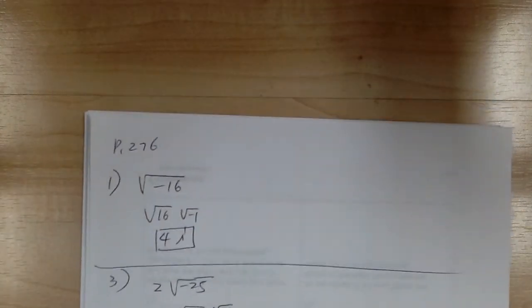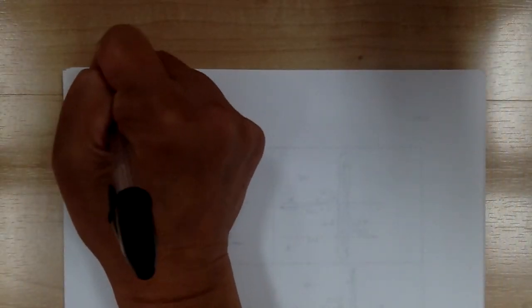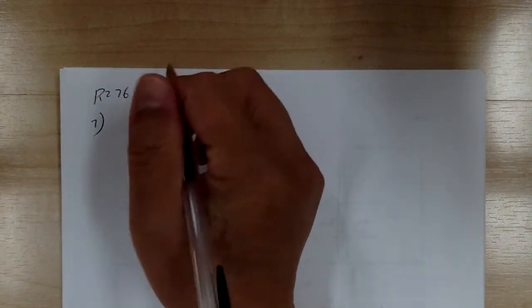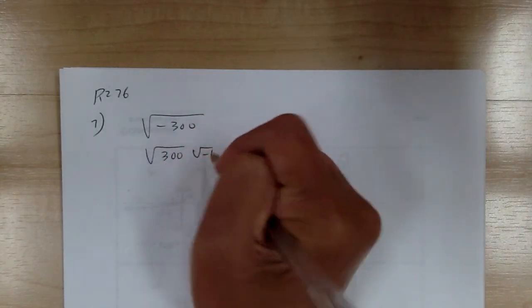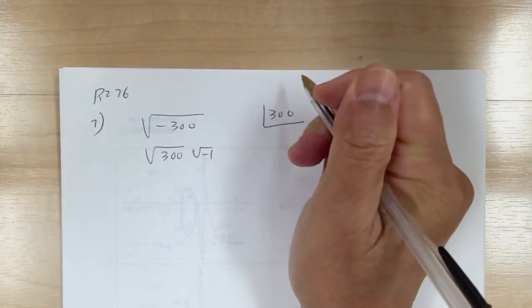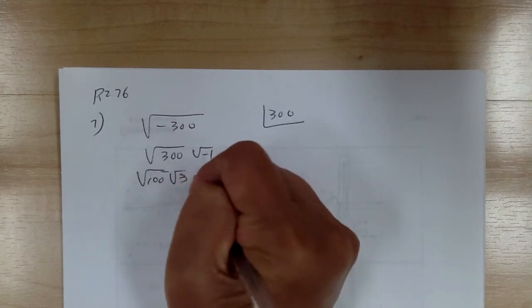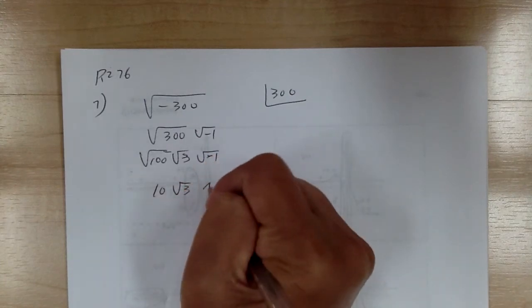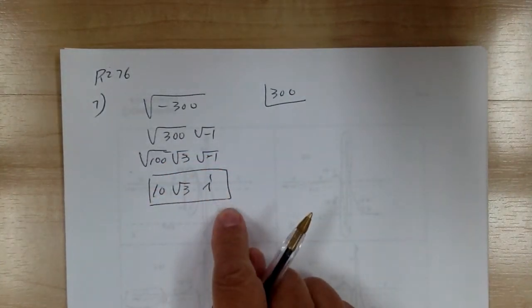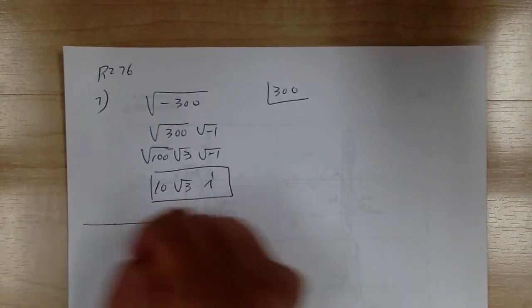Let's go to number 7. We got the square root of negative 300. I will break it into the square root of 300 and the square root of negative 1. Actually, this one is easier if you do it this way: break it into small bits and parts. So this will be 10 square root of 3 i. Always put the i in the back. In the book they put i in the front, but you want to always put i in the back.